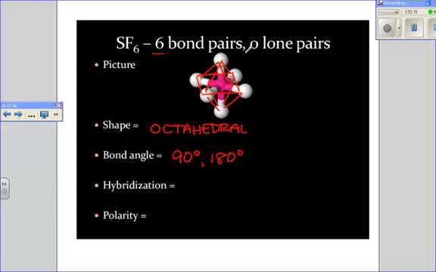I'm looking at 6 plus 0, that's 6 total groups, so I need 1 S. I need 3 P's, and I have 2 more that I need, so now I'm pulling 2 D's, which is fine because I've got 5 of them. No lone pairs, non-polar.